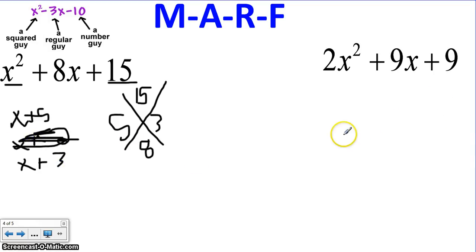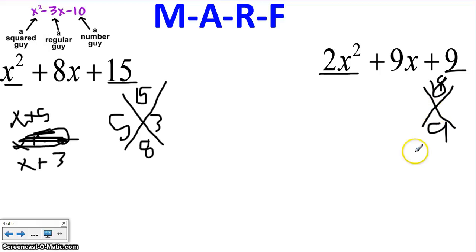Okay, so now we're going to do the harder one. You want to, again, make your little x and multiply the 9 and the 2, since you have a 2 in front of the x, and you'll get 18. And then you want to bring the 9 down here. So what times what equals 18 but adds to 9? And you get 6 and 3.